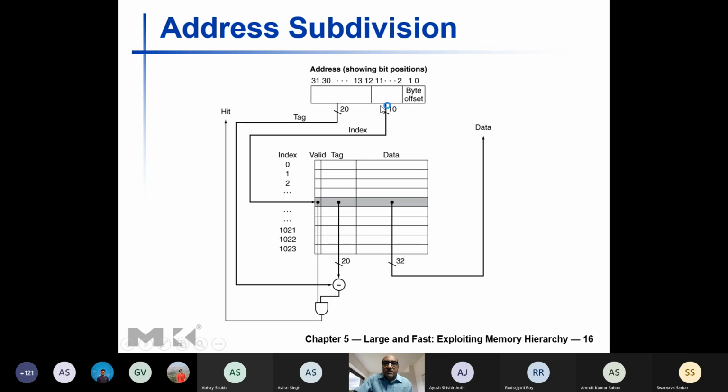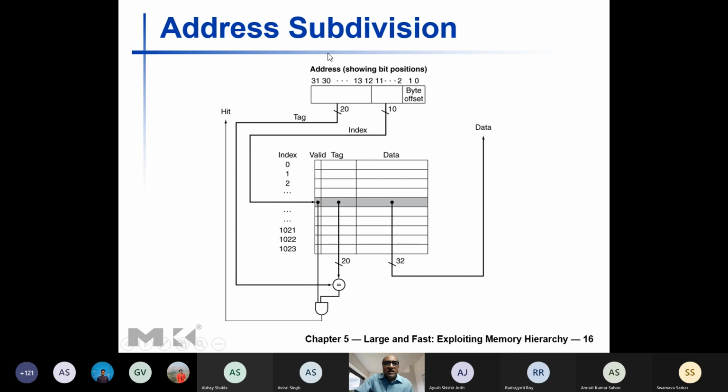Given the address, we take these 10 bits and go to the corresponding entry in the cache. Based on the index, we directly go to a cache location, and then check whether that particular location contains the desired word or not. These 10 bits indicate the specific block. Whether this specific block is the desired one or not is decided by the remaining 20 bits, which are the tag bits.